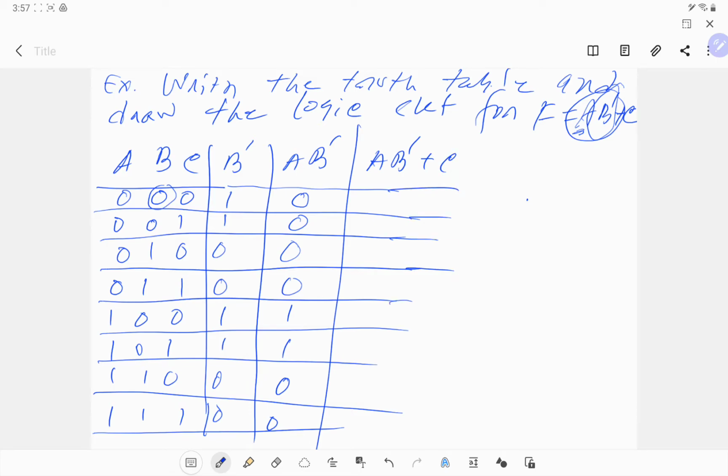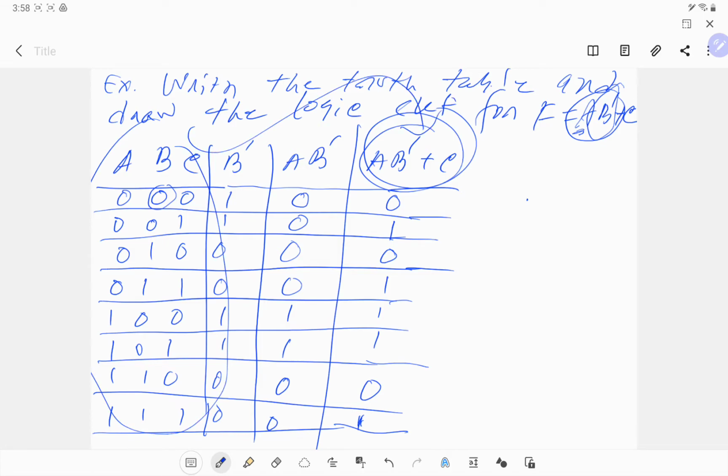So now a b prime plus c. Okay, a b prime: 0 plus 0 is 0, 0 plus 1 is 1, 1 plus 0 is 1, and so on, giving 0 0 0 1 1 0 0 0 1 1 1 0 1 1 1 0 0 0 0 1 1. So that's the truth table of this function. If you are comfortable doing this truth table directly from here to there, I'm fine with that, and you should be doing that. But I'm fine either way.